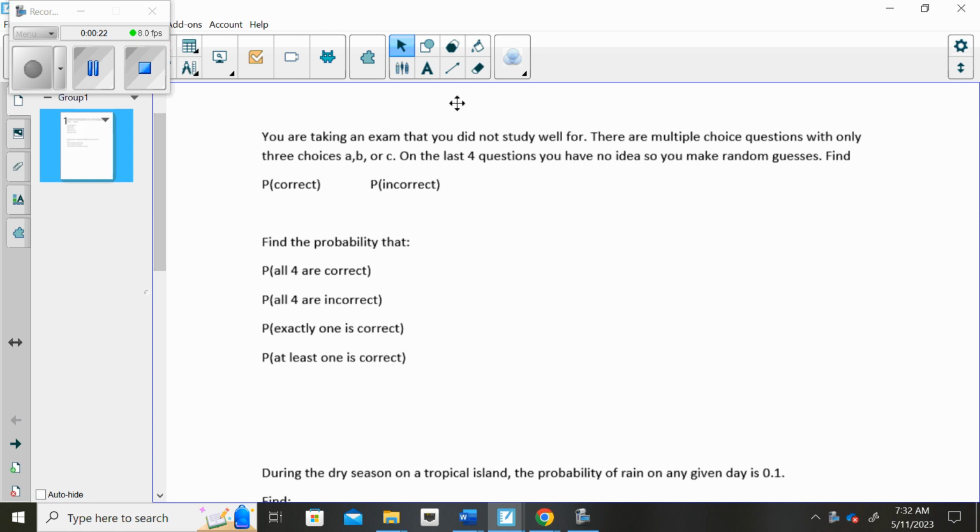And here we're talking about 4 questions, okay, with 3 possibilities for each question. So that would make a pretty overwhelming tree diagram. All right, so we really have to be able to use our rules on these problems.